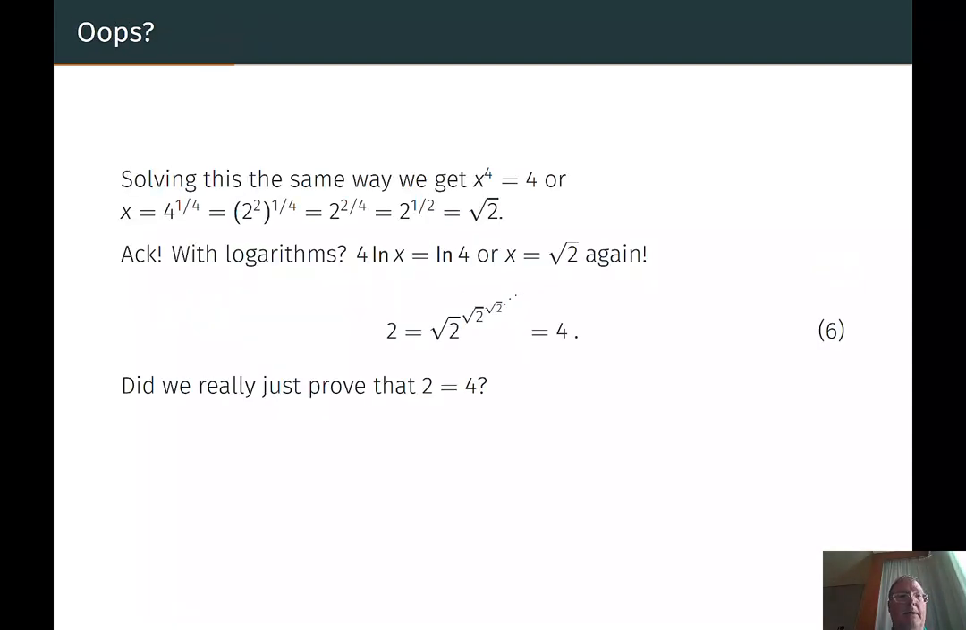Great, now that you're back, you solve the same way. We get x to the power 4 is equal to 4, and that gives us x is the fourth root of 4, which is the fourth root of 2 squared, which is 2 to the power 2 over 4, which is 2 to the 1/2, which is root 2. Wait. Okay, try it with logarithms. We do that with logarithms. All the powers come down and replace that with 4. Get 4 log x is log 4, or x is root 2 again. So that means that 2 is equal to root 2 to the root 2 to the root 2, etc., which is equal to 4. Did we really just prove that 2 equals 4? Something went very bizarre there.